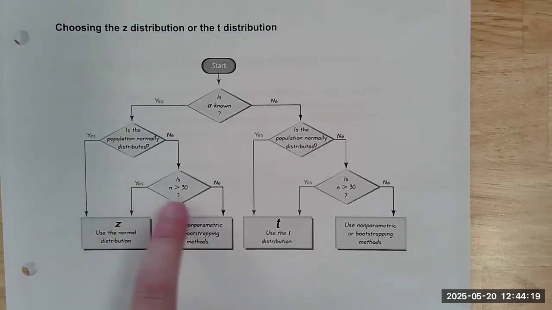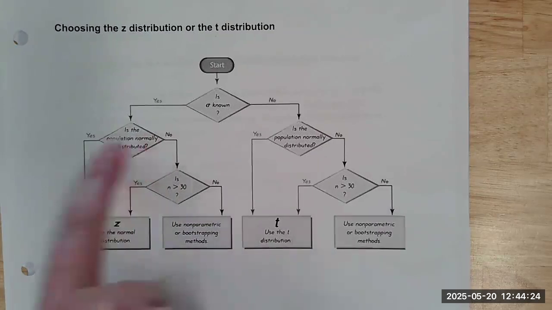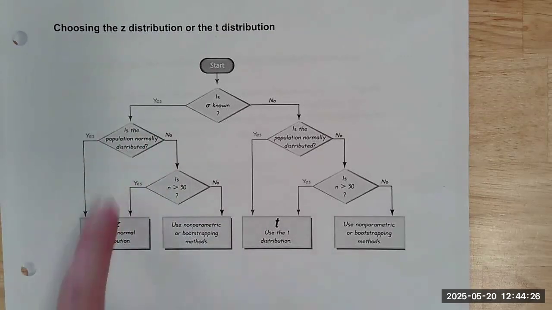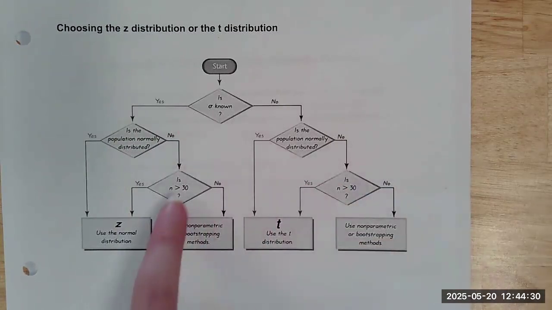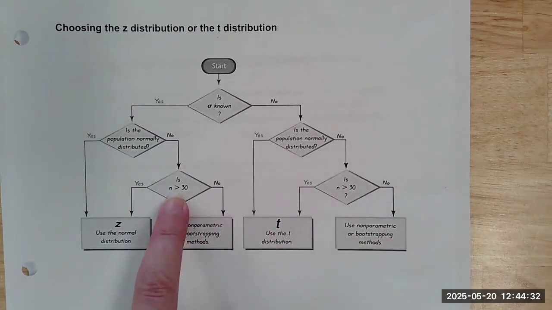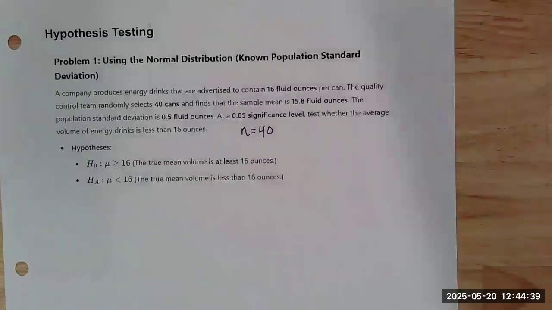Turns out, they didn't tell us that it was normally distributed. If they said yes, we would immediately go down to the Z. But if we said we don't know, we could come to the no direction. Is n greater than 30? And we got a 40. So yes, we're still going to use the Z distribution on this one. So we're going to use Z.